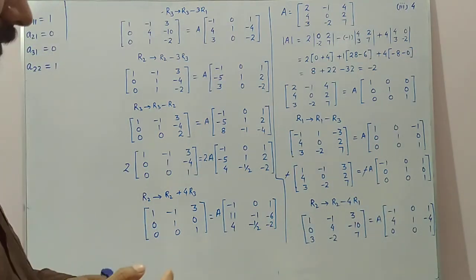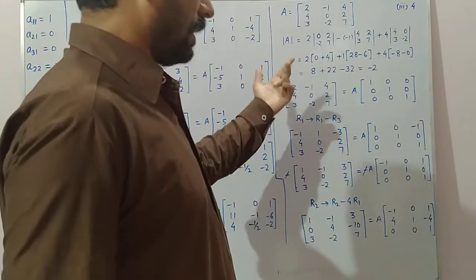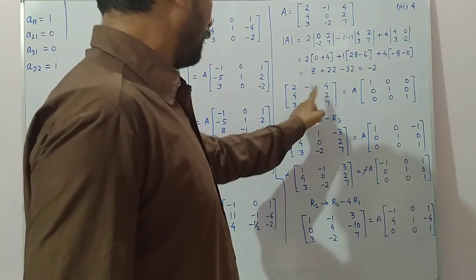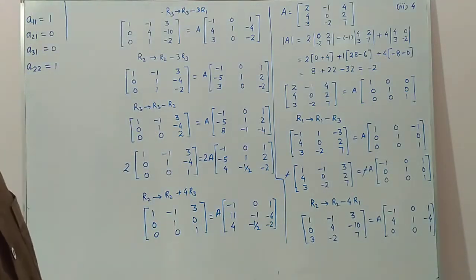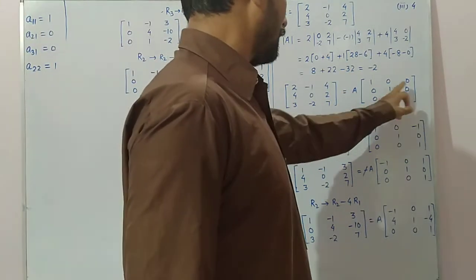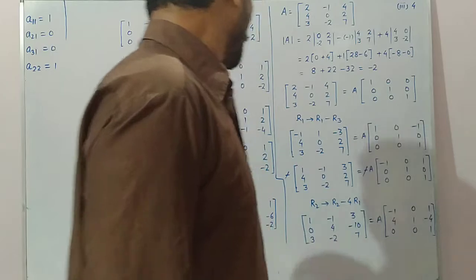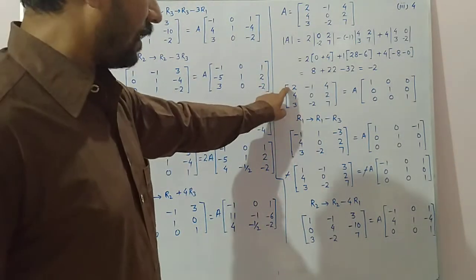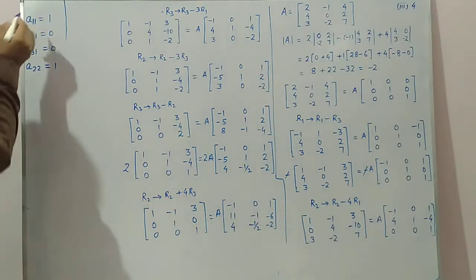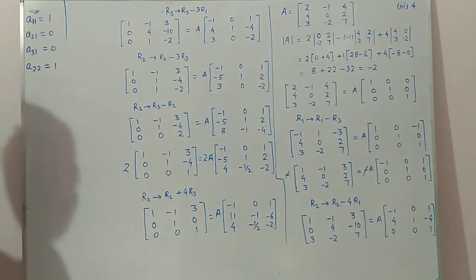Therefore we will write as we have done the earlier sums: 2 minus 1 4, 4 0 2 3 minus 2 7. After that, A, that is 1 0 0 0 1 0 0 0 1. Now first aim will be to what? Bring this one, make this one 1. That is A1 1. Last class I have told. First make A1 1 1.